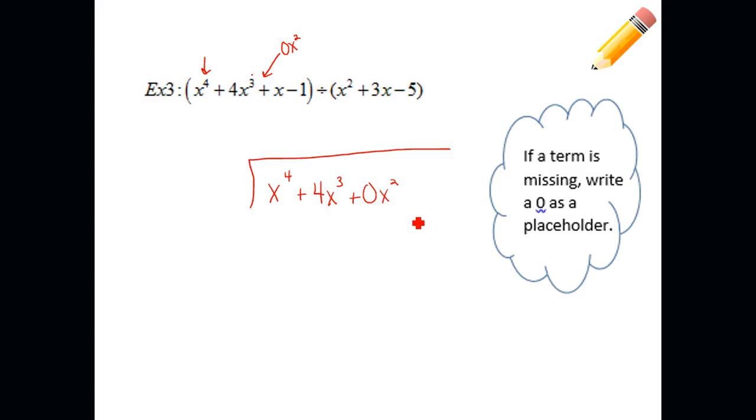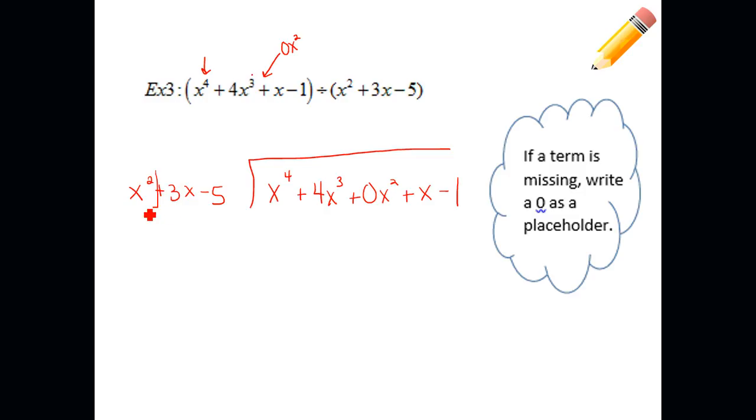Even though he's not a part of the problem, he should be there. X squared should be there, but there are 0 of them, and that's why we don't see them. Okay, plus the x minus the 1. And now over here, we're going to place x squared plus 3x minus 5. Now remember, I made a little bubble over here. If a term is missing, write 0 as a placeholder. That's going to be a rule for us anytime we divide, okay?